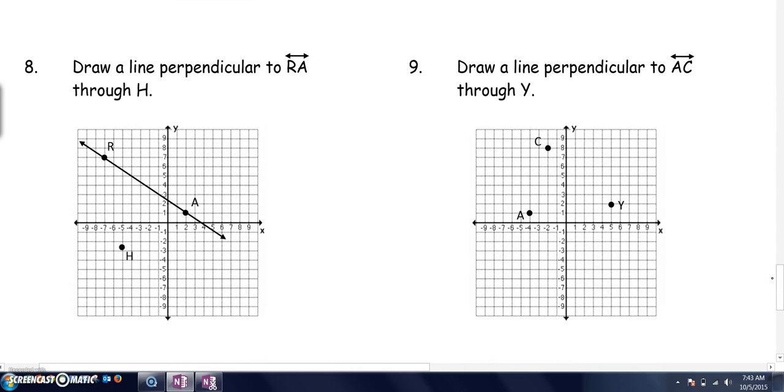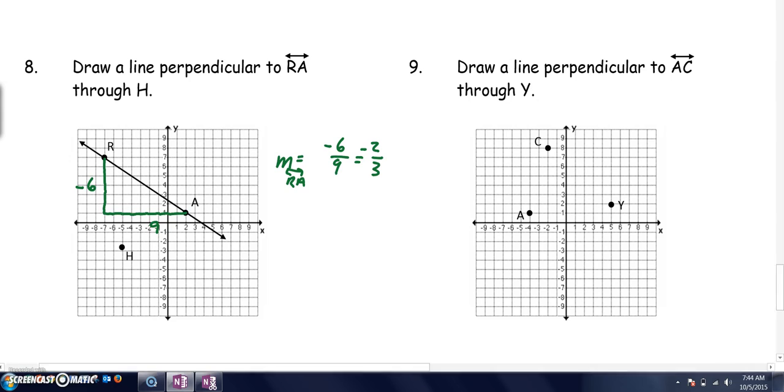Now we're going to draw perpendicular lines. So in a perpendicular line, we're first going to find our slope again. So I go down 1, 2, 3, 4, 5, 6. And I go over 1, 2, 3, 4, 5, 6, 7, 8, 9. So my slope of line RA is negative 6 over 9, which reduces to negative 2/3.